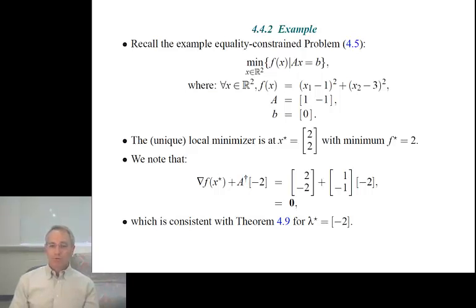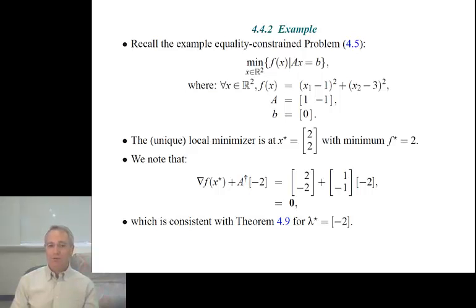So let's try a problem we've seen one or two times before. f(x) is equal to (x1 minus 1) all squared plus (x2 minus 3) all squared. A is equal to [1, -1]. b is equal to 0. The equality constraint, Ax equal to b, requires that x1 is equal to x2. We've already seen on a figure that the local minimizer, and it's unique, is given by x star equal to (2, 2). And the minimum is f star equal to 2.